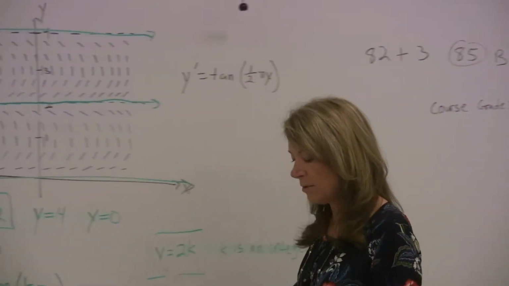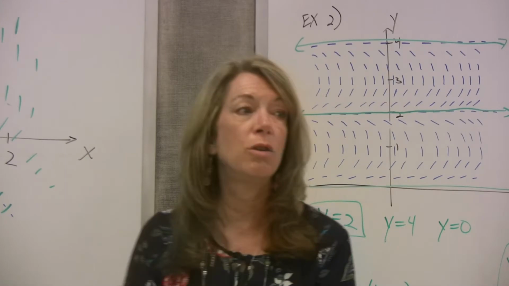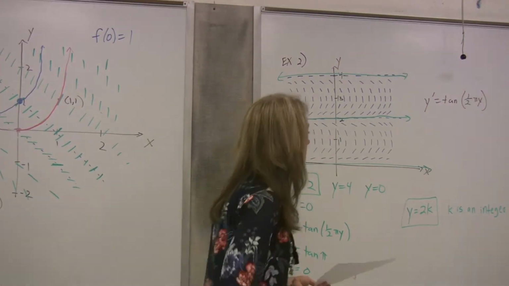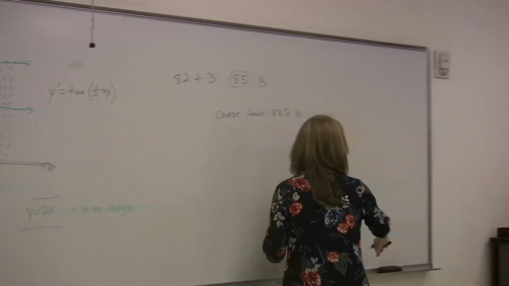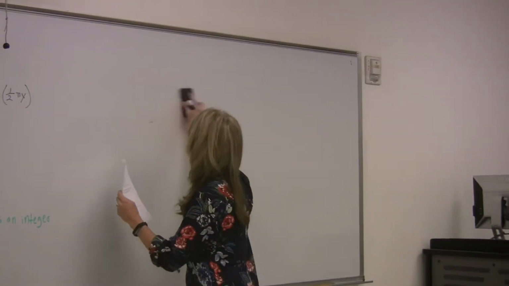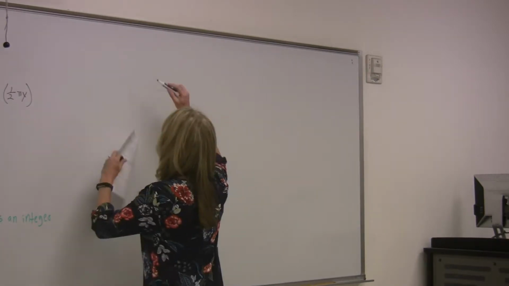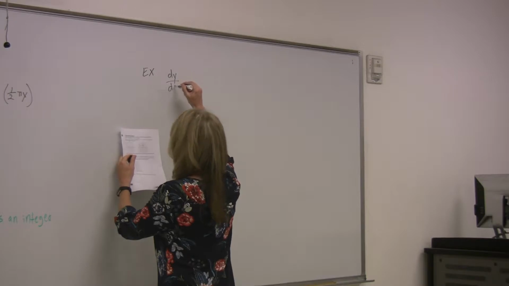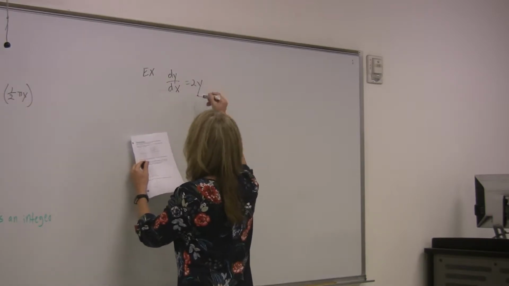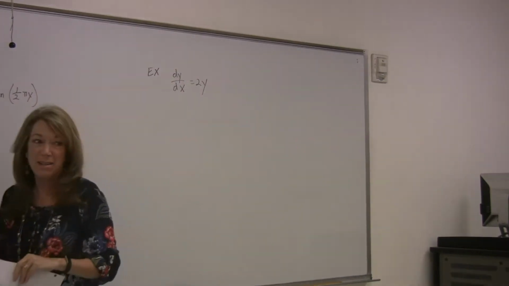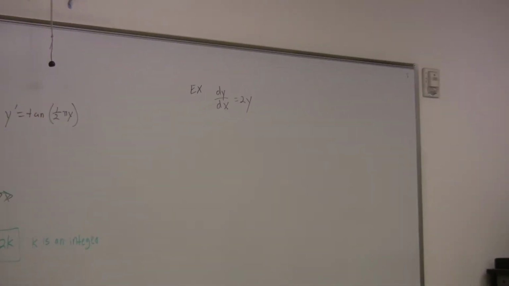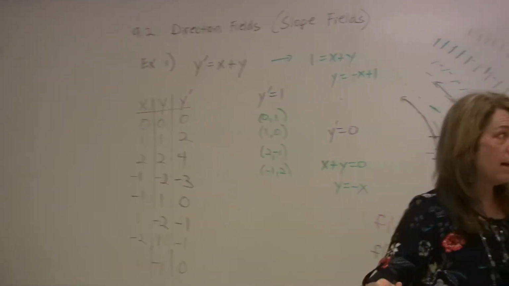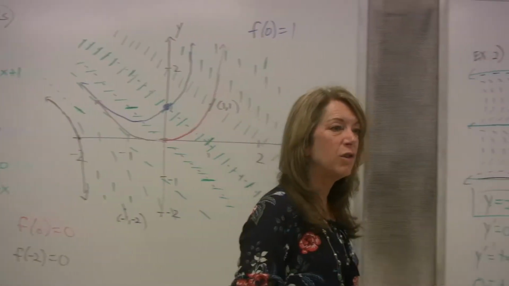Okay, so let's do example 3. And I want you to try to create that direction field. So example 3 is a direction field for dy dx equals 2y. Remember dy dx is another way of saying y prime? So if you want to rewrite it, you can. So take like 5, maybe 10 minutes, see if you can draw that.